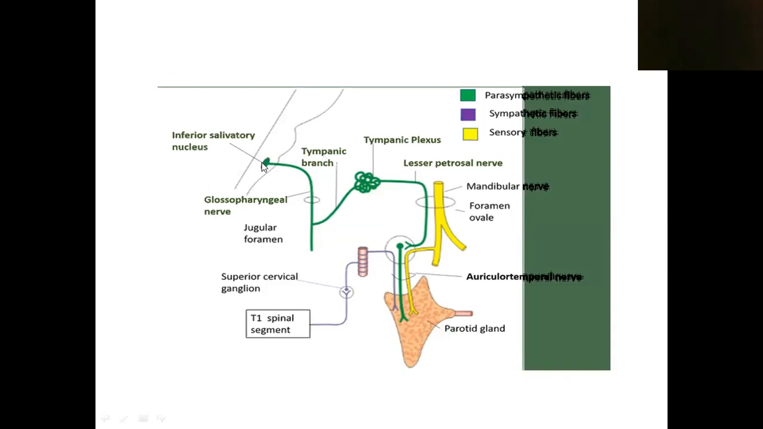So the impulse starts from the inferior salivatory nucleus. From there, it will enter into the glossopharyngeal nerve. From the glossopharyngeal nerve, it will enter into the tympanic branch. From the tympanic branch, it will enter into this plexus, known as the tympanic plexus. From this tympanic plexus, the impulse will enter into another nerve known as the lesser petrosal nerve. See, this lesser petrosal nerve joins with the auriculotemporal nerve.